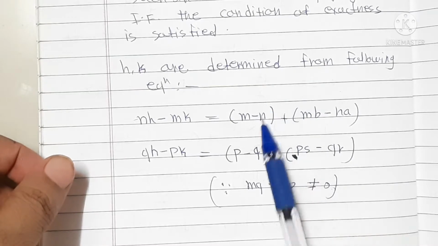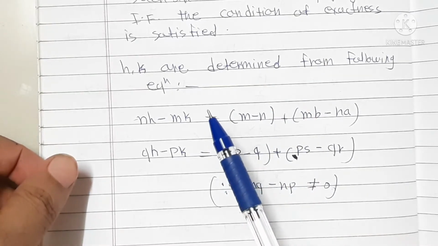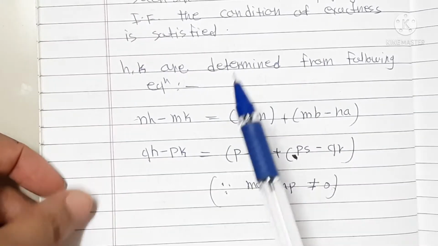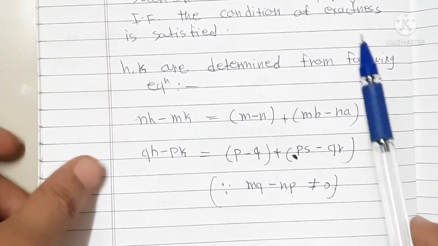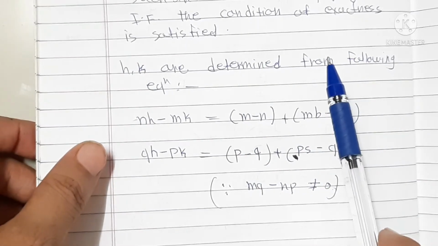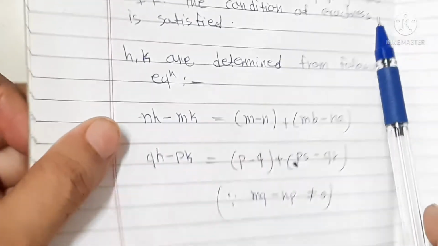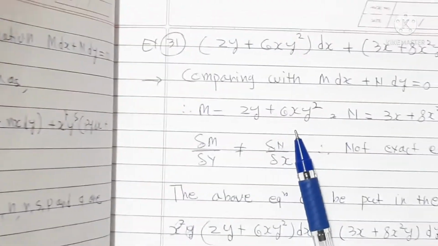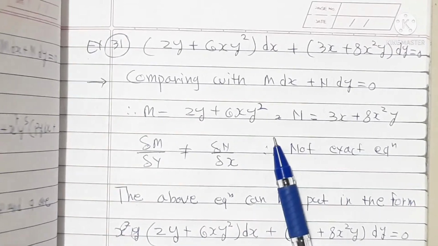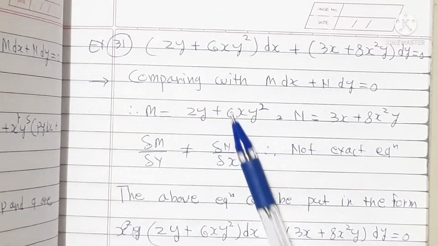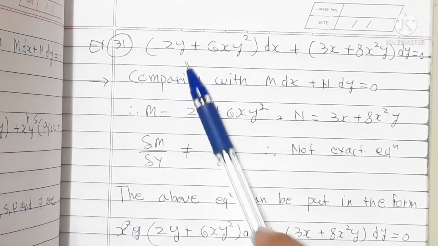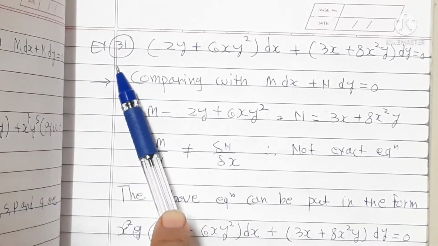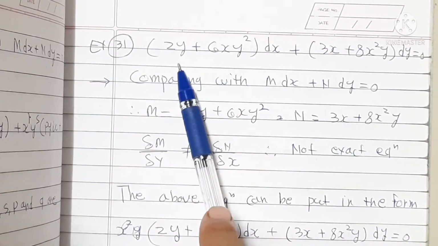When we solve some more problems, you will get to know how we find the integrating function and how we make the non-exact equation into the exact equation. Now let us solve some problems. While solving the problems, we will come to know the exact procedure of finding the integrating function. Now consider example number 31 of the Nirali publication book.